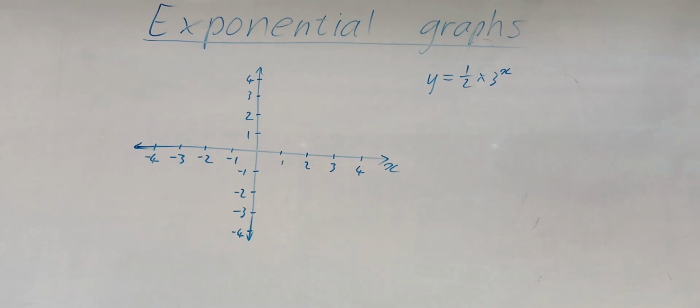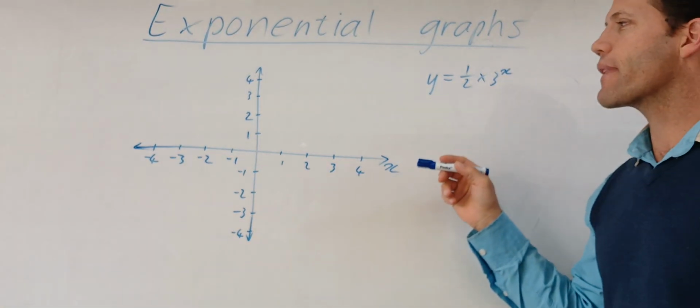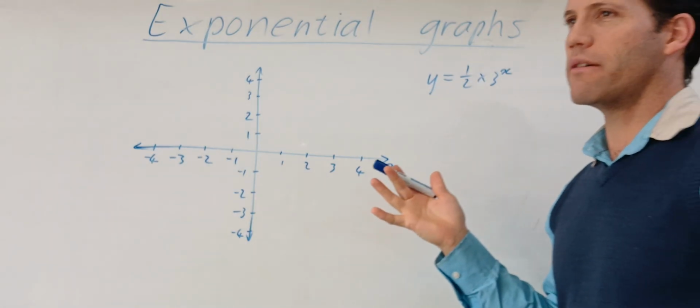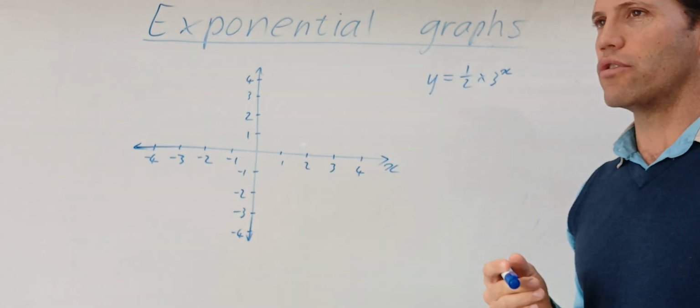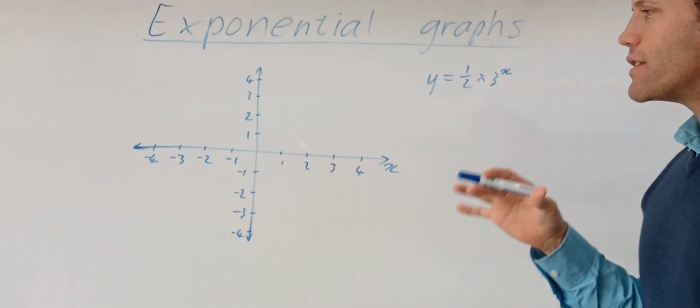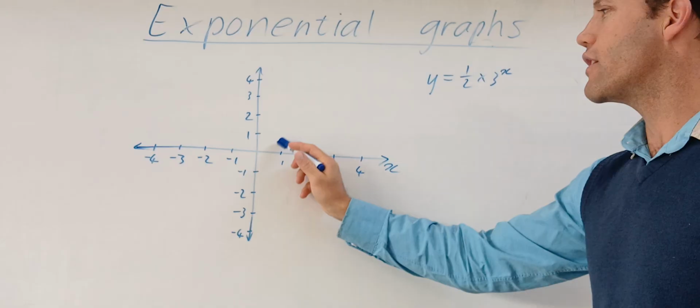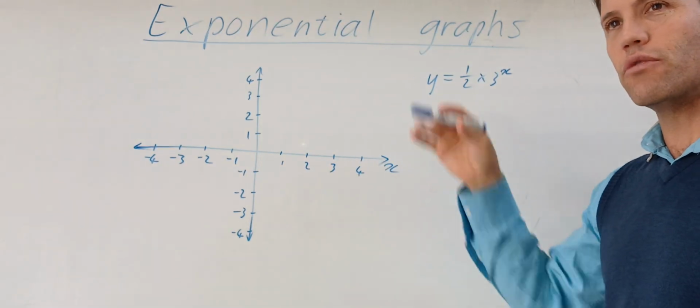So, with the exponential graph, okay? For the exponential graph, I would say it's maybe the easiest one to draw, because you can substitute three values: -1, 0, and 1. And that's enough to see what it's going to look like.